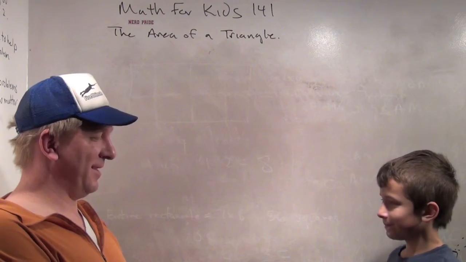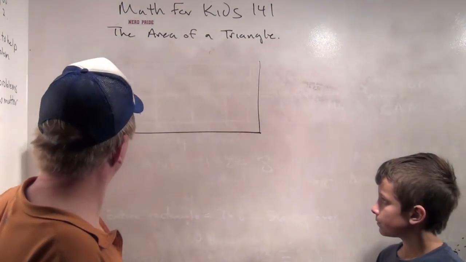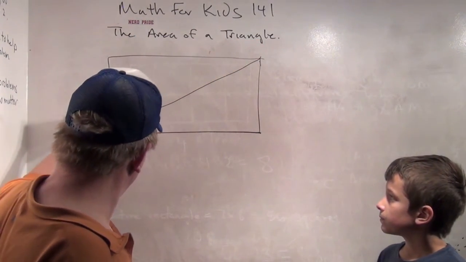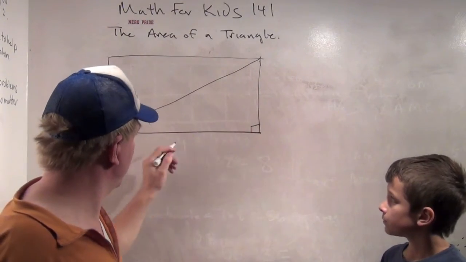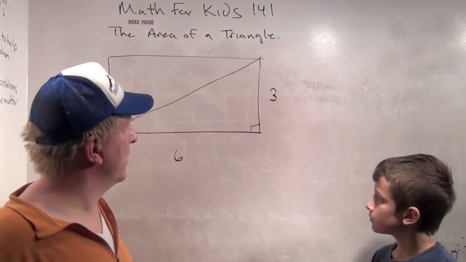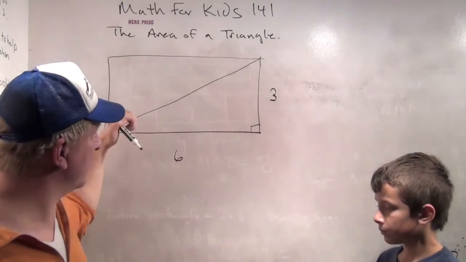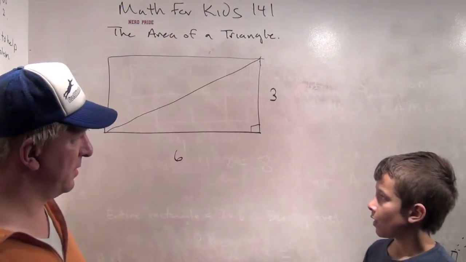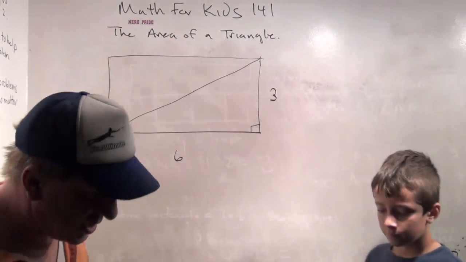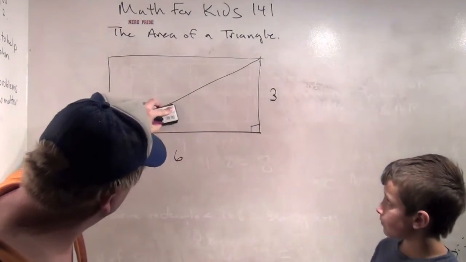I have a triangle like that. Okay, and now let's say this was 6 long and 3 high. Now we know how to find the area of the rectangle. In this case, the area of this rectangle would be 18. How did you figure that out? 6 times 3. Okay, good job. But now our task is to try to figure out the area of this triangle.